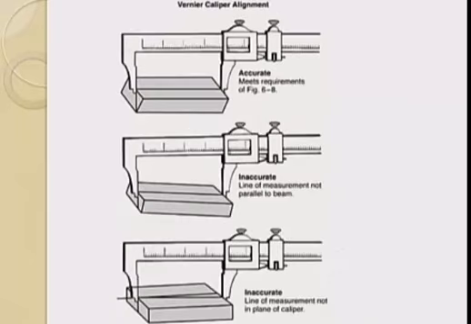The top illustration shows an accurate measurement. You can rotate the part and that will still be accurate. However, the middle picture shows it being cocked in relationship to the line of measurement, which will be inaccurate. It will actually measure a longer measurement than accurate. It can also be cocked from side to side. That's also inaccurate. The line of measurement is not in the plane of the caliper.